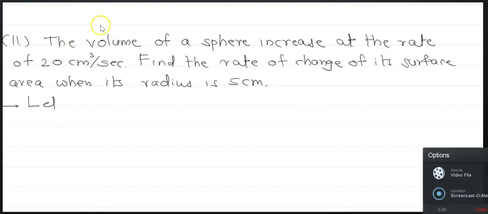Now see this problem. The volume of a sphere increases at the rate of 20 centimeter cube per second. Volume increases at this rate. What do we want to find out? Find the rate of change of its surface area when the radius is 5 centimeter. That's what we have been given. That is dV upon dt we have been given. And using that we can find out the rate at which its surface area changes when the radius is 5 centimeters.